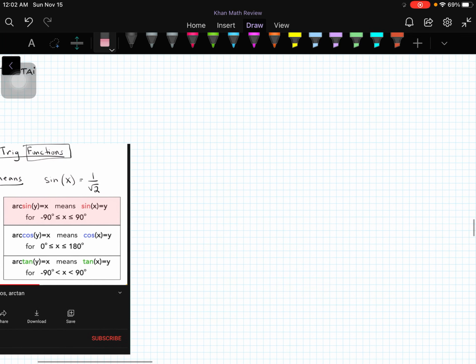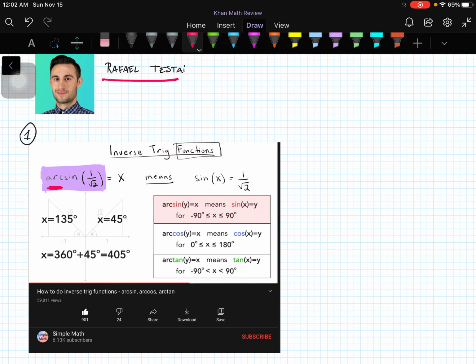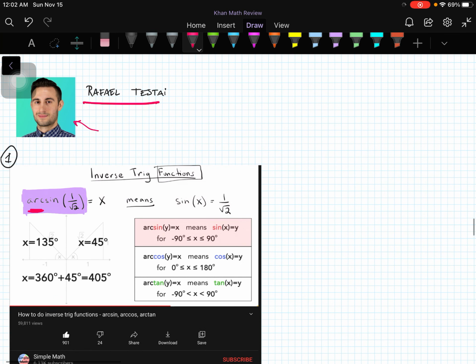So check it out. The only thing you need to remember for my method, and by the way, my name is Rafael Testai, this is me, is that arcsine is the inverse of sine. That's the only thing that you need to memorize, okay? If you know that, we can take it from there.